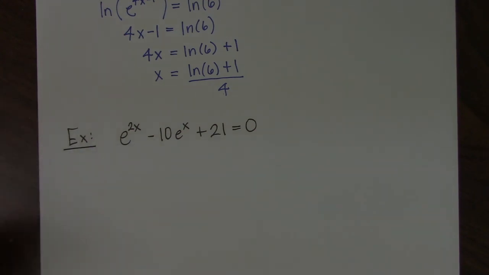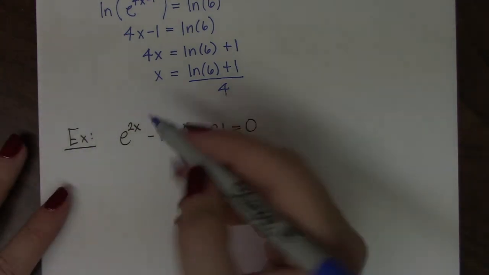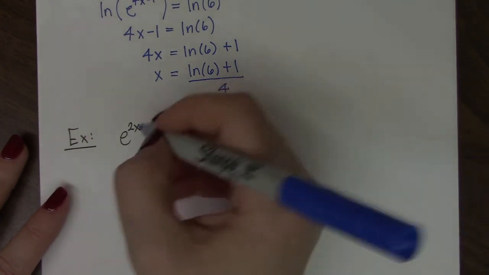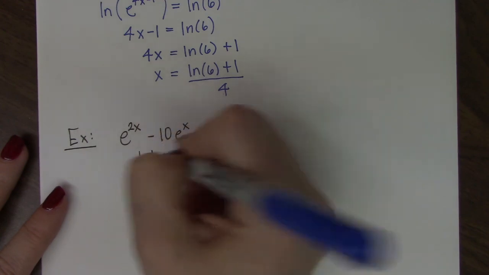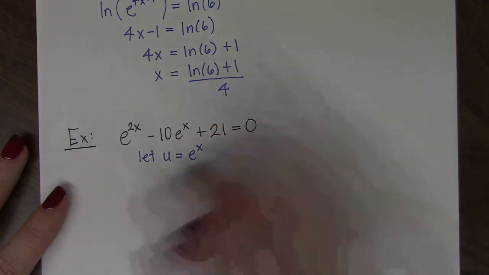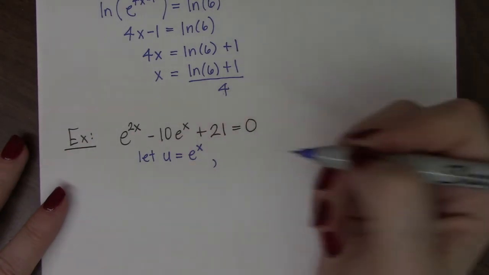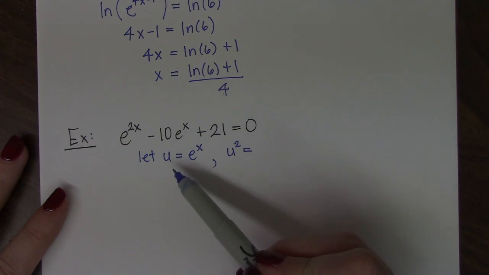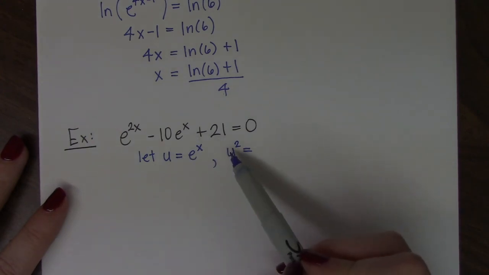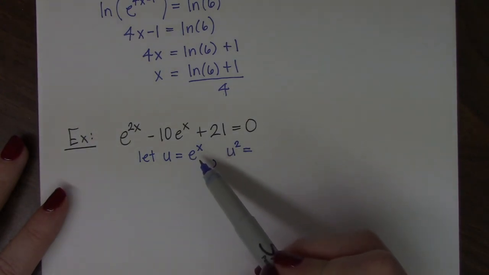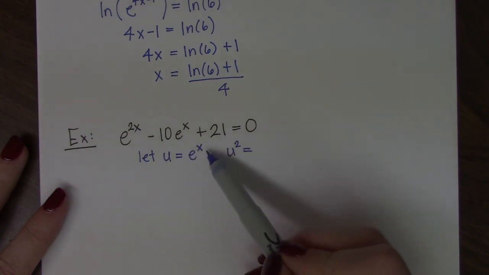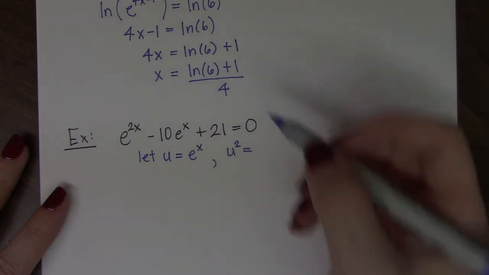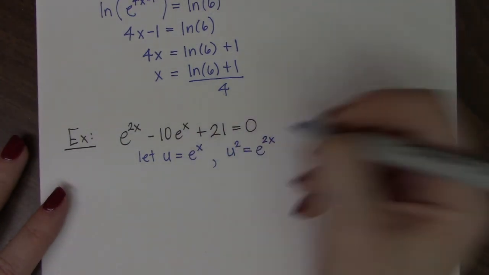I'm kind of suspicious that this might be a quadratic. I think I've got something squared here, and this looks like the same thing by itself. So let's let u equal e to the x. Then in order to have a quadratic, I need to also know what u squared would be. If I square the left side, I get u squared. If I square the right side, I get e to the x quantity squared. That means I get to multiply those two exponents together, and it does in fact equal e to the 2x.